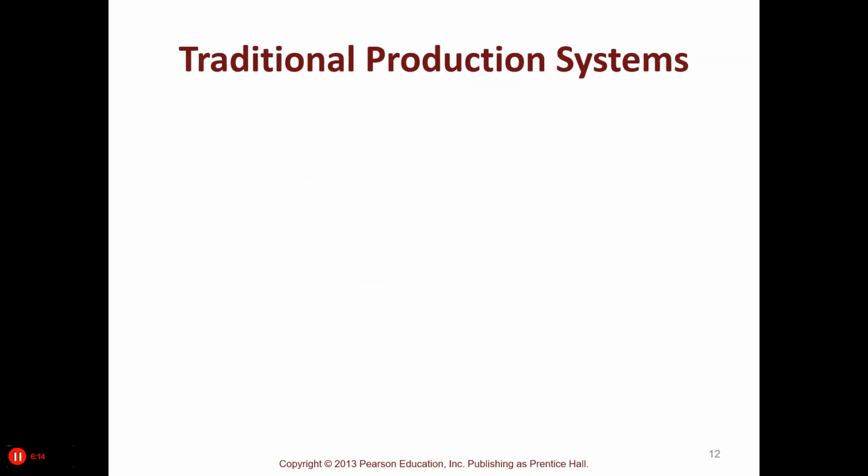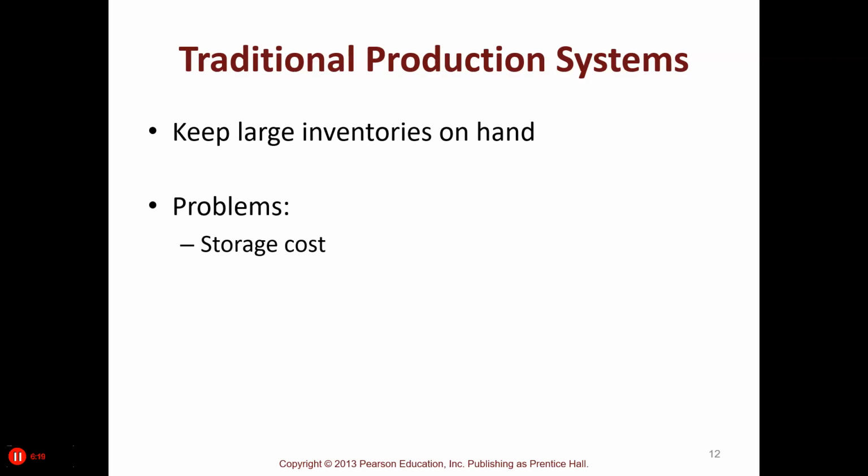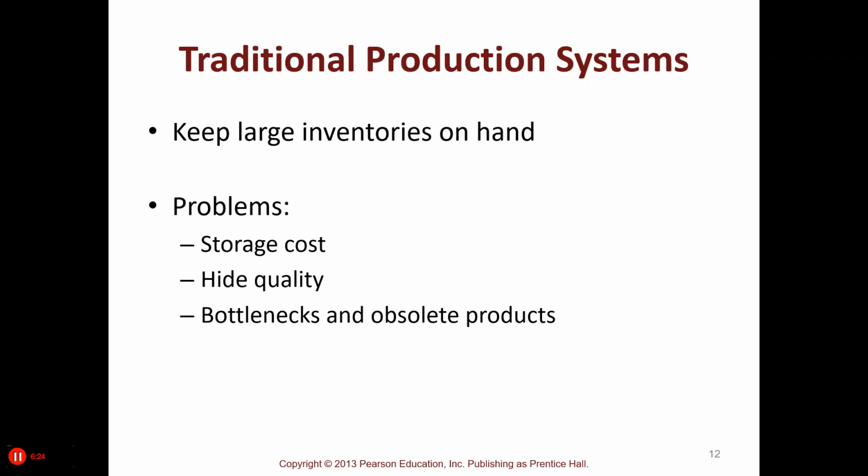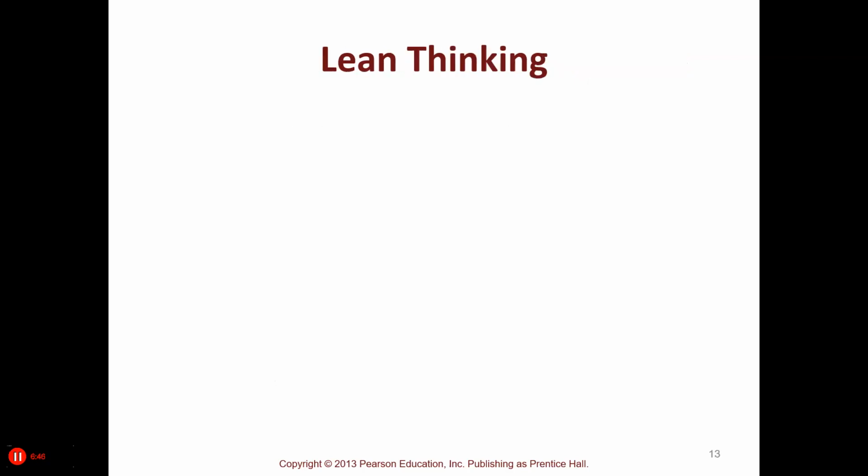Traditional production systems: we keep large inventories on hand. The problem is storage, high quality, and obsolescence. Changes in technology: they came up with the lean production system. Now, this turned out to be a real problem during COVID because since they only had the minimum and the production lines were stopped, people ended up running out of things like paper plates and toilet paper and paper towels, as you noticed. So, lean thinking.